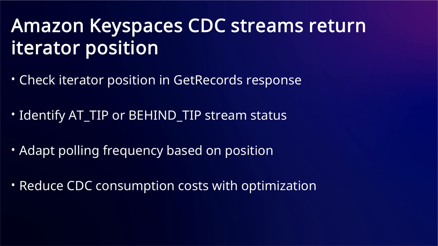You can reduce CDC consumption costs through this optimization while maintaining timely data processing for your data integration pipelines and event-driven architectures. The getRecords response includes an iterator description structure with an iterator position field that enables this functionality. You need to update to the latest AWS SDK to use this feature.